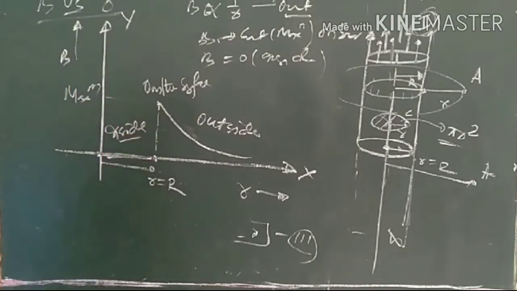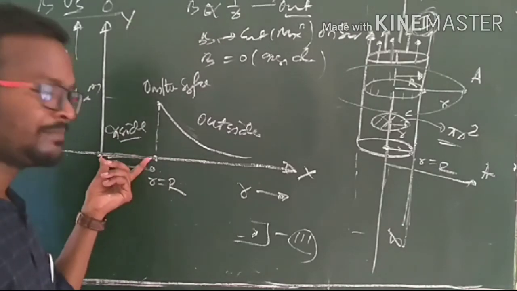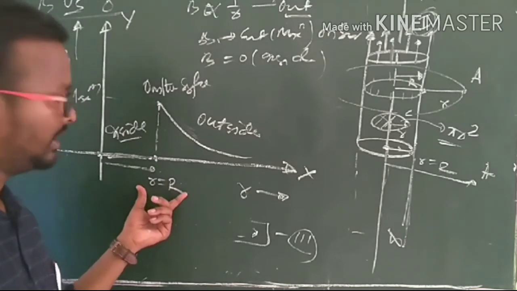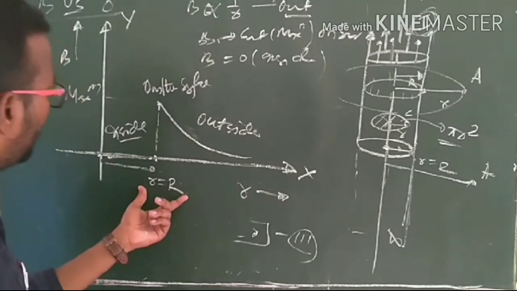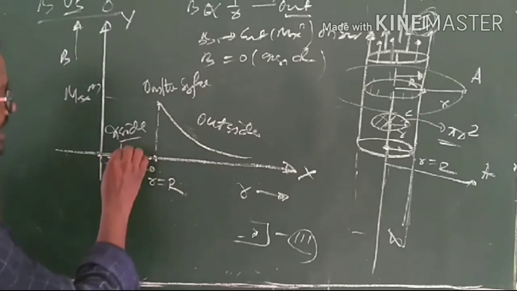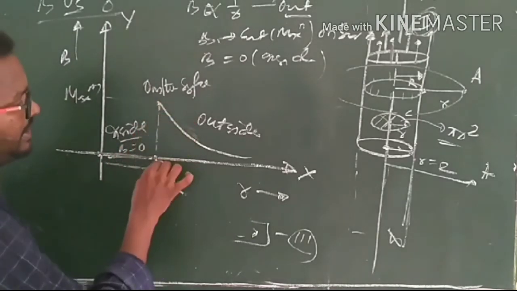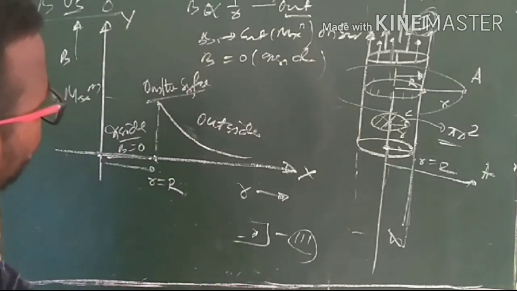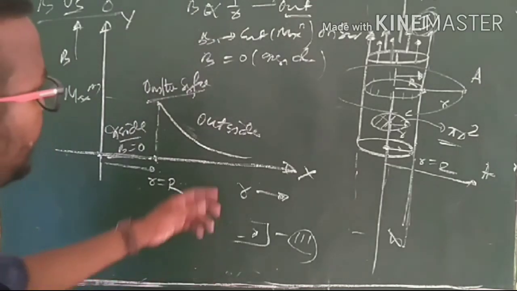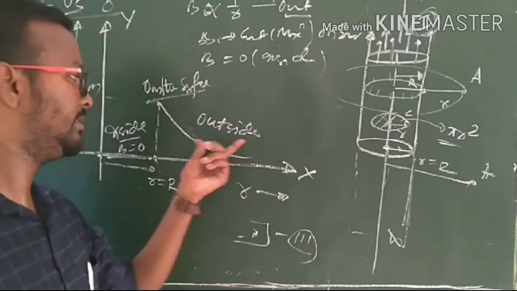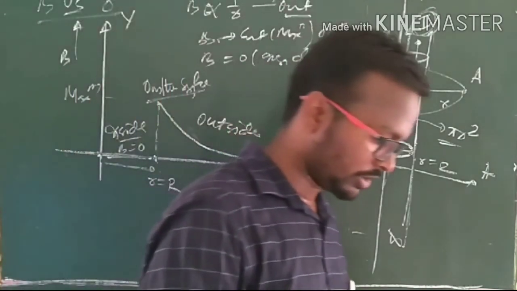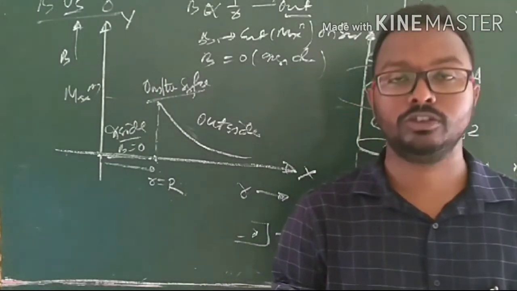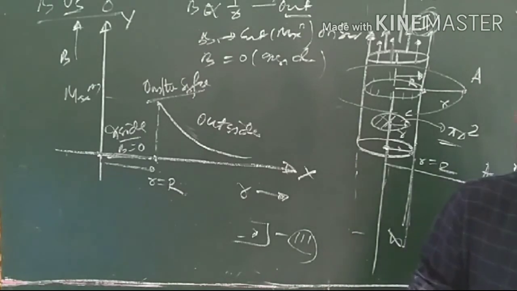So from this graph we conclude that the magnetic field strength within a hollow cylindrical current carrying wire is 0. On the surface the magnetic field strength is maximum, equal to that of the solid cylinder, but outside the surface the magnetic field strength decreases. Clear? This is all about how to calculate magnetic field strength for a hollow and solid infinitely long straight conductor.